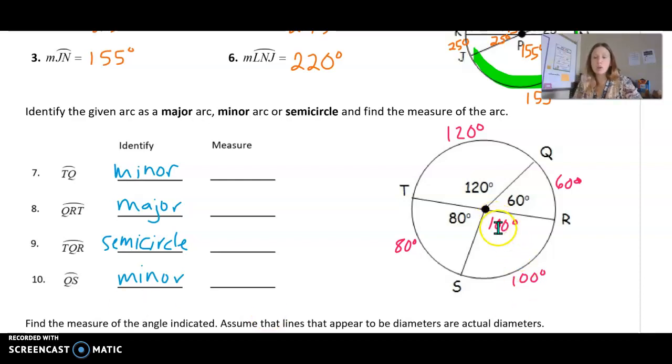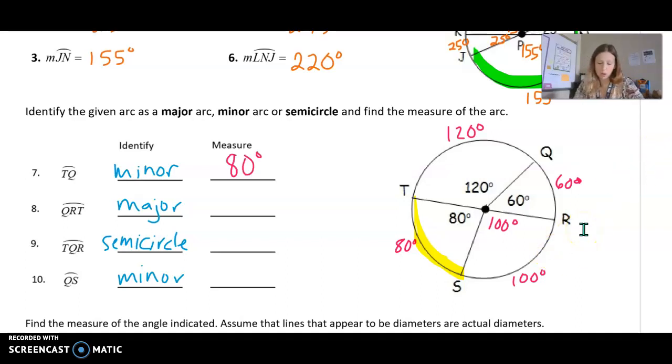I also noticed that this angle must be 100. Okay, so 80 plus 100 is 180 because it's half the circle. So now we're going to identify the arcs that are given. TQ, which is this minor arc, is 80 degrees. Because remember, if you know the central angle, then you know the arc that goes with it is also 80 degrees.